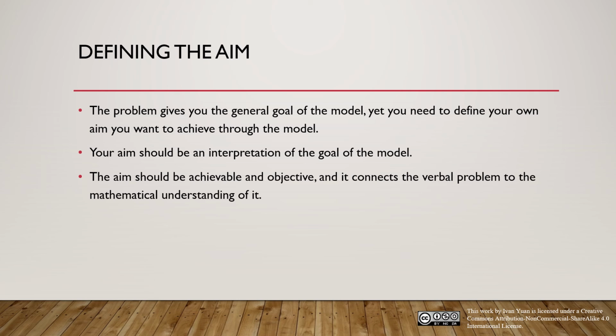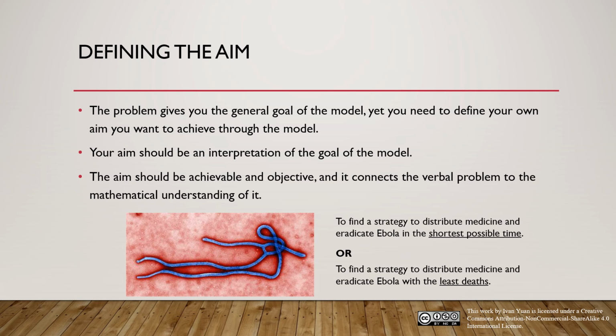Looking back at our Ebola example, we can see that there are two possible aims. One of them is to find a strategy to distribute medicine and eradicate Ebola in the shortest possible time. Another one might be to do the same thing with the least death. Actually, both of these aims make a lot of sense, and there are a lot of things you can argue about why you should choose one aim over the other. So it is up to you to decide what aim you're going to choose.